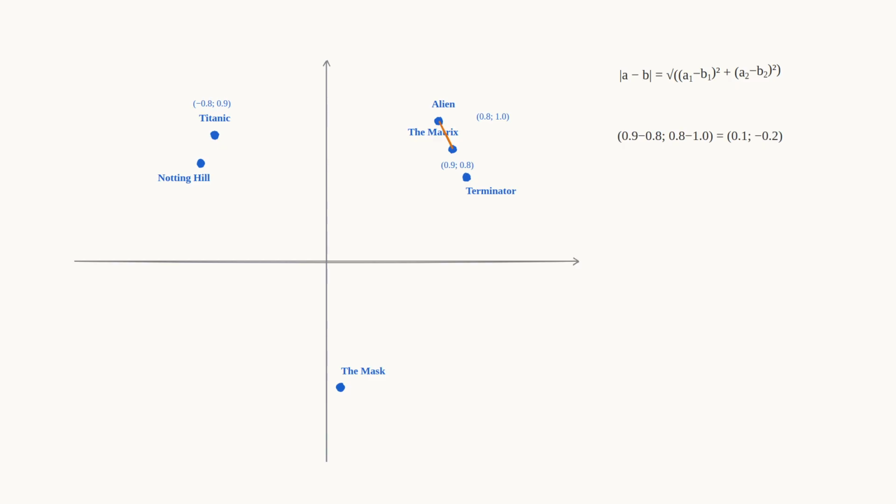The Matrix, 0.9, 0.8, and Alien, 0.8, 1.0. The difference is 0.1 minus 0.2. The length is the root of 0.01 plus 0.04, roughly 0.22. Neighbours. Now the Matrix and Titanic, minus 0.8, 0.9. The difference is 1.7 minus 0.1. The length is about 1.7, the other end of town.